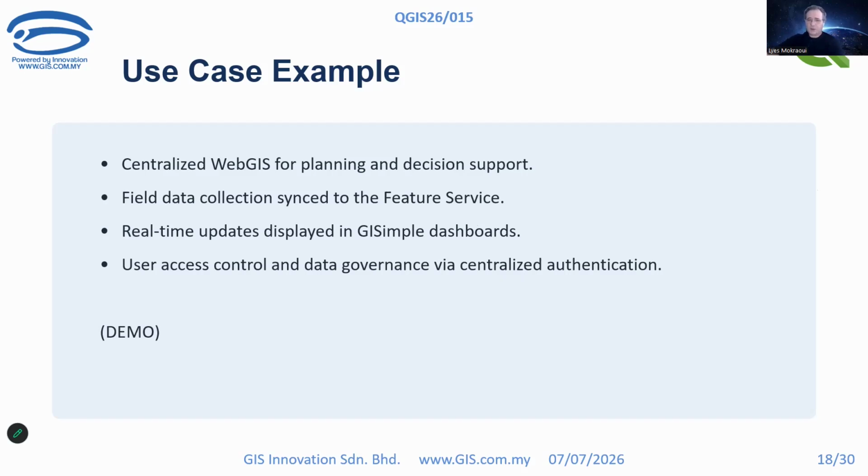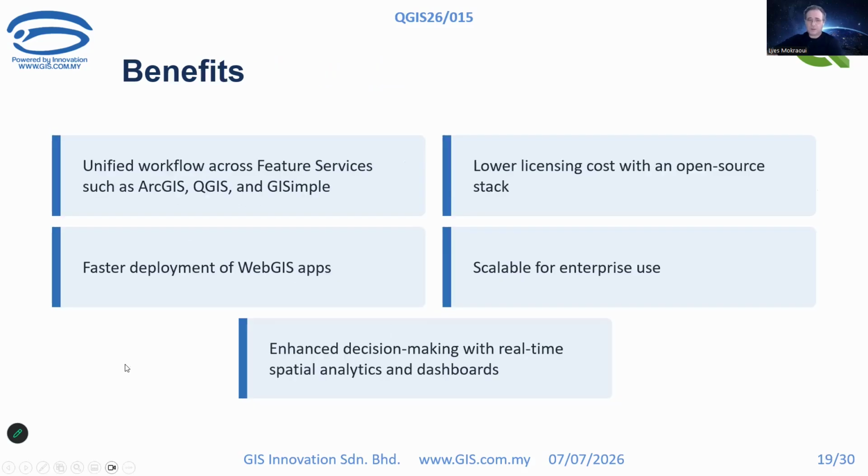User control and data governance via centralized authentication. If you don't want your data to be public, then you can set authentication to access the data through a username and password. So, overall benefits: a unified workflow across feature services such as ArcGIS, QGIS, or any other software like GIS Simple. Lower licensing cost if you want to share your data. It can be through open source, or even if you share your data through other proprietary software, it's still cheaper to share the data that way, and you can keep your data safe as well.